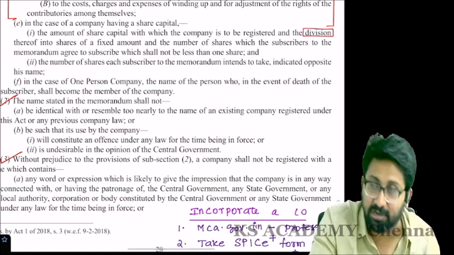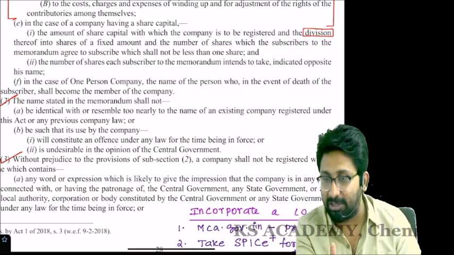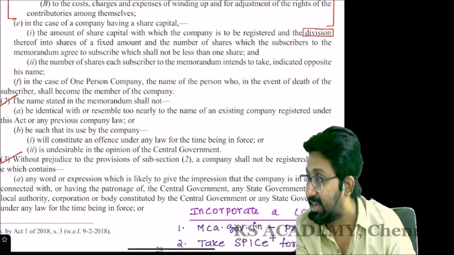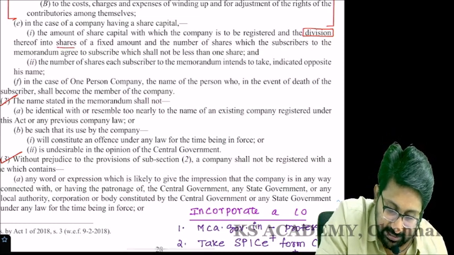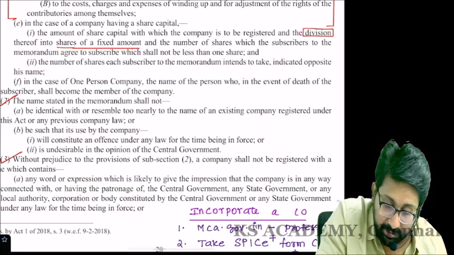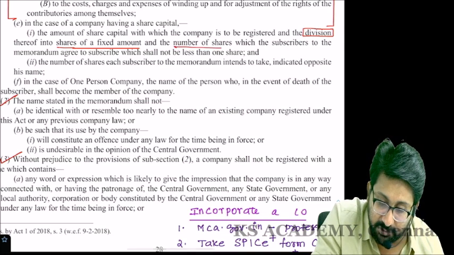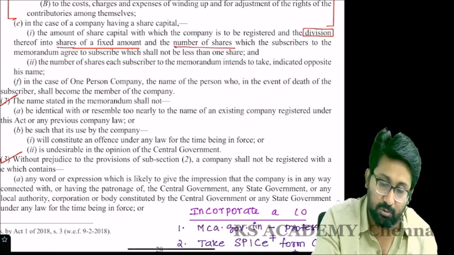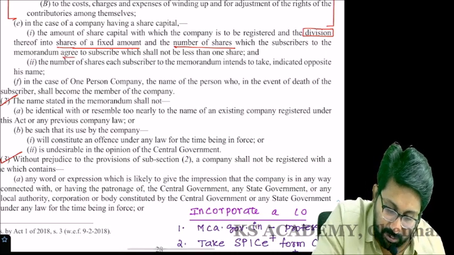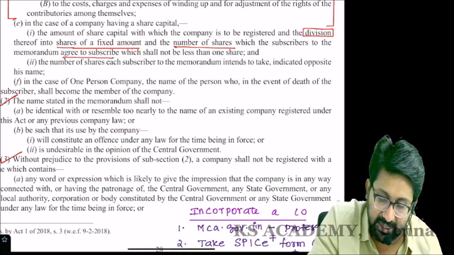Sir, can you please explain what the division is here? 5,000 shares of rupees 10 each, that's a division. Division thereof into shares of fixed amount 10 rupees, and the number of shares, in my example how many? 5,000, which subscribers to the memorandum agree to subscribe, which shall not be less than 1 share.